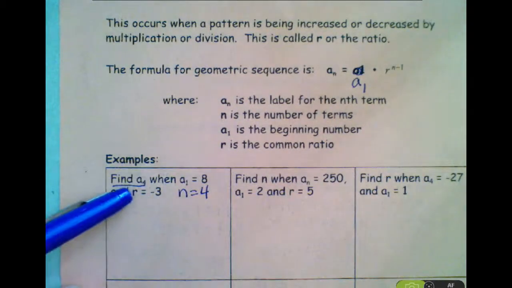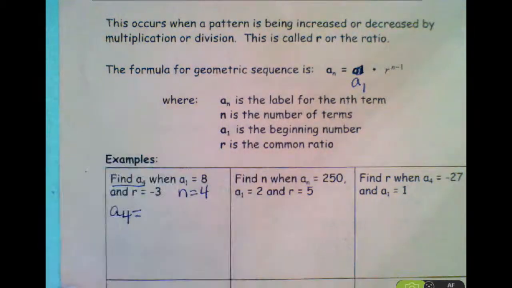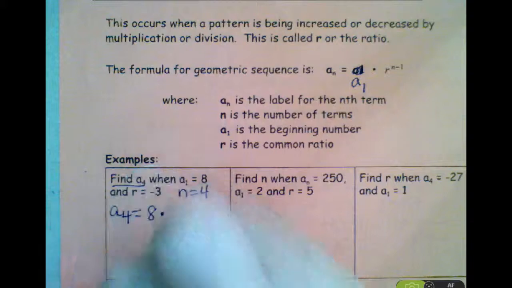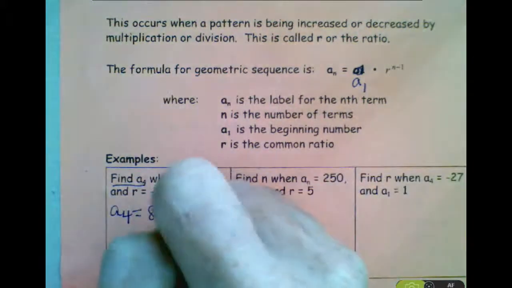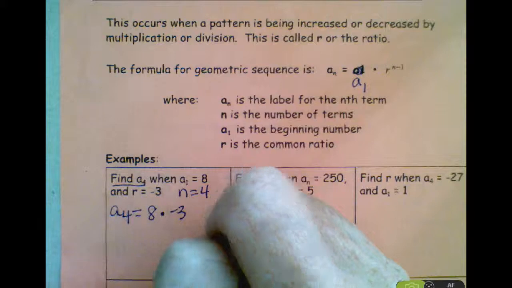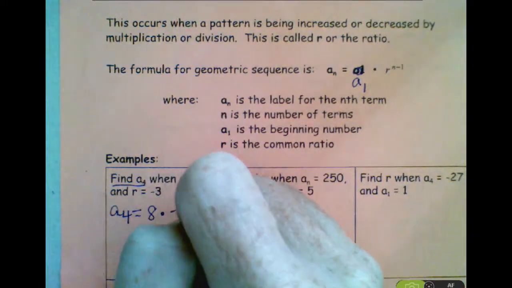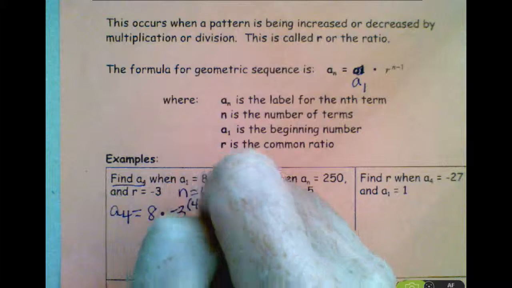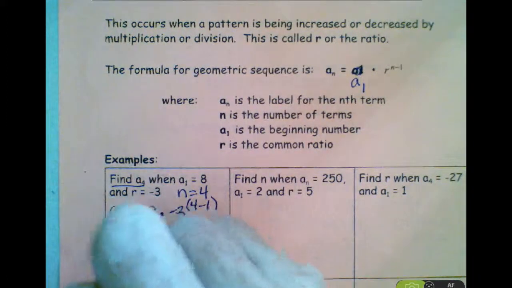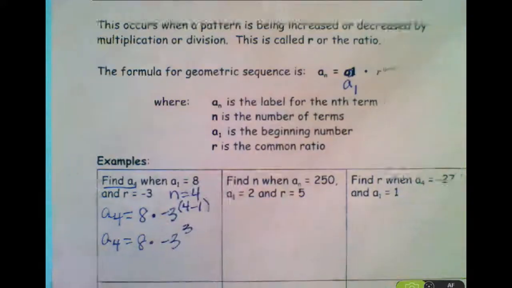Do we know A4? No, that's what we're looking for. So A4 equals, what's your A1? 8 times, what's your rate? Negative 3 to the, what's your n? 4, good, minus 1. Okay, so A4 equals 8 times negative 3 to the 4 minus 1, and now here's where we have to be really careful with our PEMDAS.